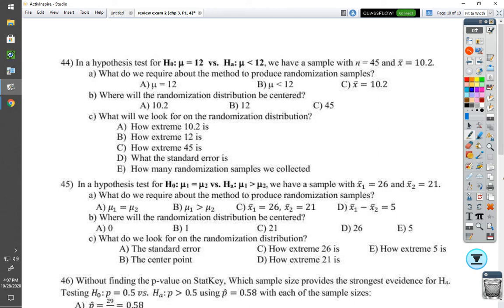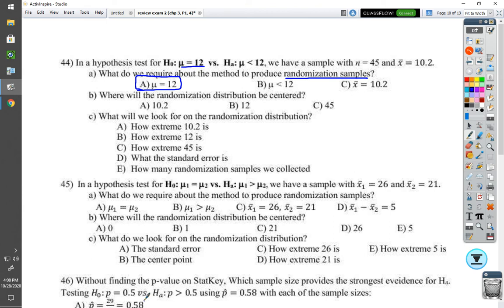In a hypothesis test for mu equal to 12 and mu less than 12 for H sub A, we have a sample of 45 with an x-bar of 10.5. What do we require about the method to produce the randomization? Remember, the randomization center happens to work at the mu value. So we need to know that mu is 12.